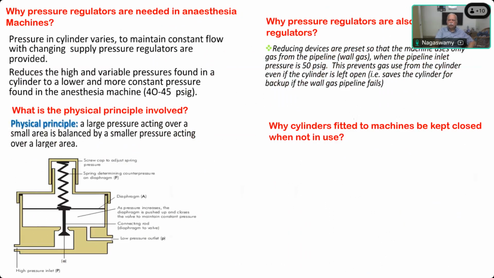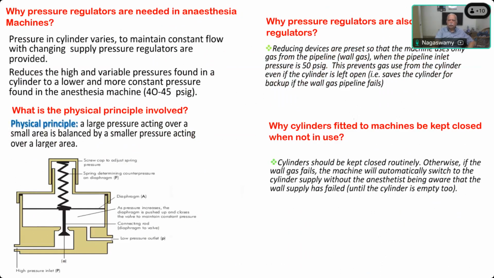Why are cylinders fitted to machines kept close? Of course, I have told you the answer earlier itself. Now, this is a picture of... can you identify what this is a picture of? The older machine. Have any of you had a chance to remove the top covering part from the older anesthesia machine and look into the components lower down?